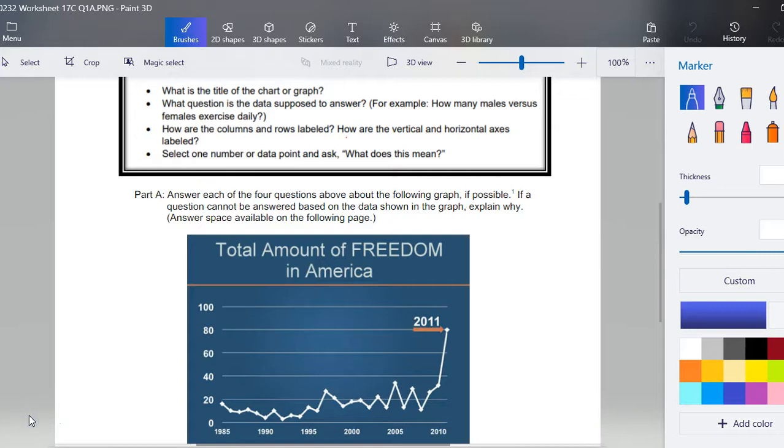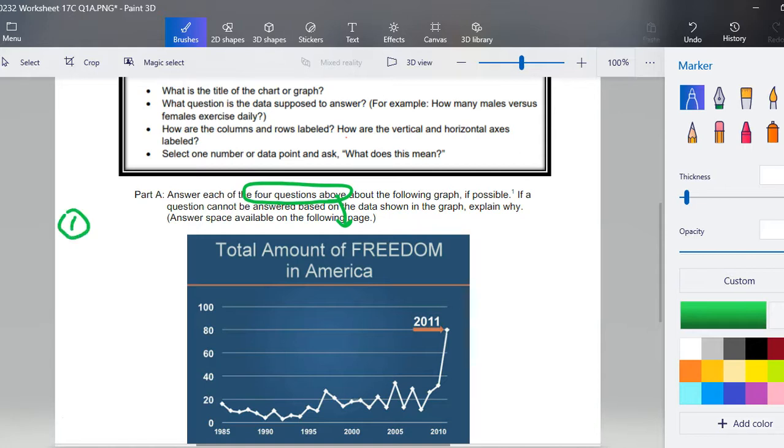On question A, it asks us to answer each of the 4 questions above about the following graph, if possible. If a question cannot be answered based on the data in the graph, then explain why, and answer space is given on the next few pages. And so the first question, and again, the answer space is given in your pages. So go there, listen here, and here's what's happening on part A.